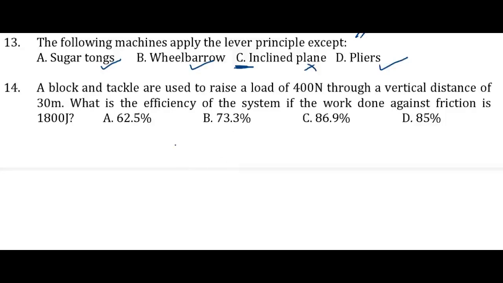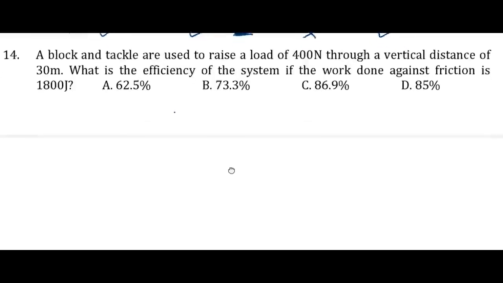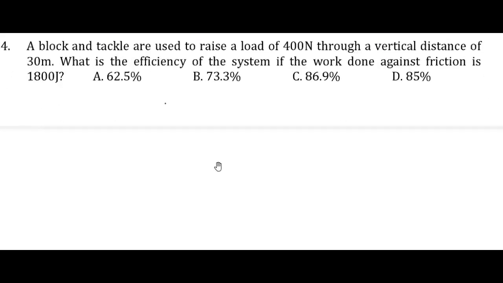Okay, let's journey to question 14. A block and tackle are used to raise a load of 400 Newton through a vertical distance of 30 meters. What is the efficiency of the system if the work done against friction is 1,800 joule? All right. First of all, you know that your efficiency is going to be work output, for this type of question, work output over work input.